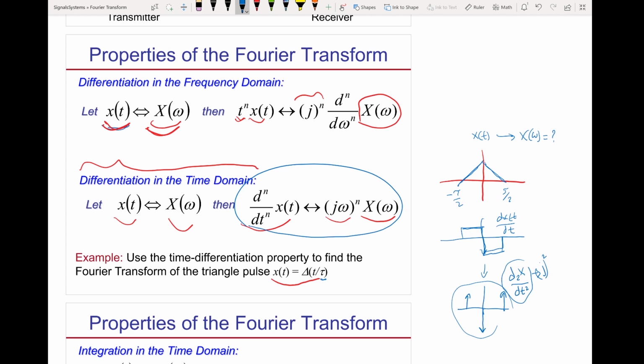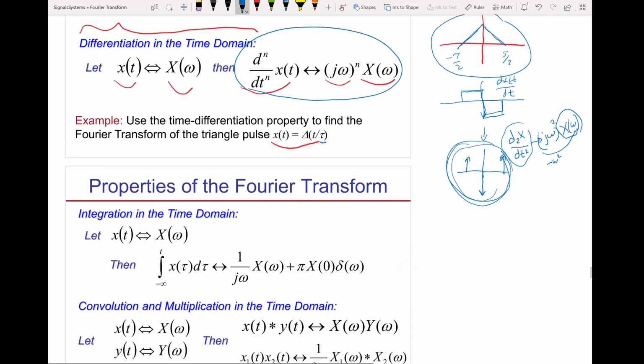So that would be (j omega)^2 X of omega. You find the Fourier transform of this and equate it to this one. You divide the Fourier transform you found by (j omega)^2, which is just minus omega squared, and you will get X of omega, which is the Fourier transform of this one.